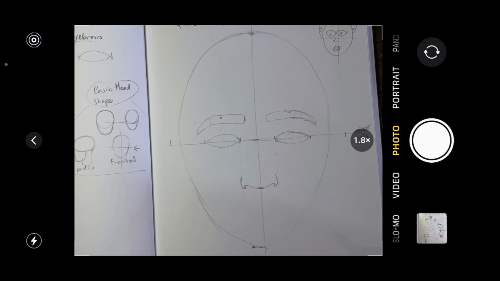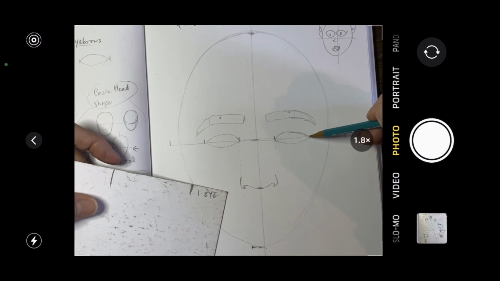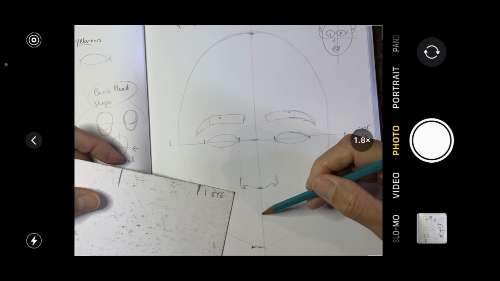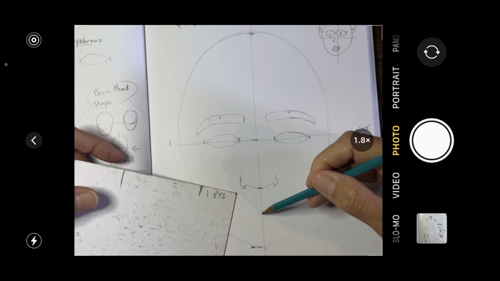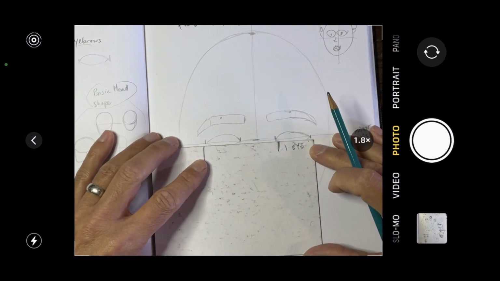Okay. Now I've got another fun measurement. We've got 3 eyes across right here, and that's actually the same distance from the outside corner of the eyes to the mouth. The question is, which part of the mouth? The top of the mouth, the opening of the mouth, or the bottom of the lower lip? Well, there's a little variation in people based on that.